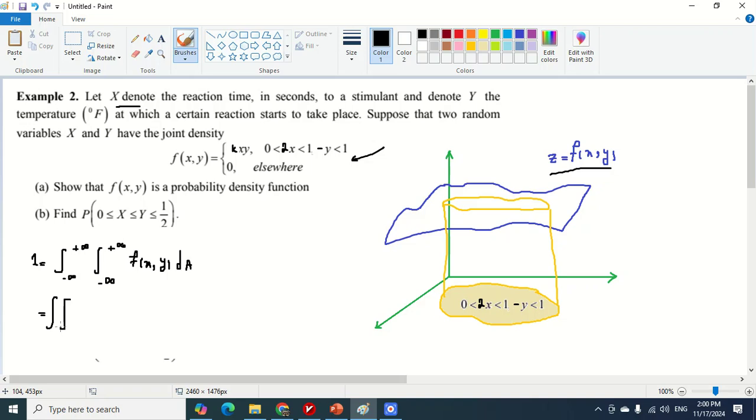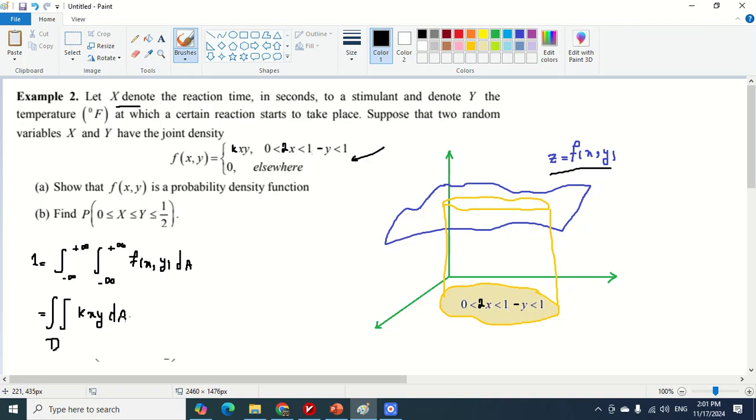If I denote that region or that domain by D, it means that I'm looking for this value over the domain D, which means that I should calculate the integral of kxy dA over the given region. So first of all, it's important to determine the region that we are discussing.